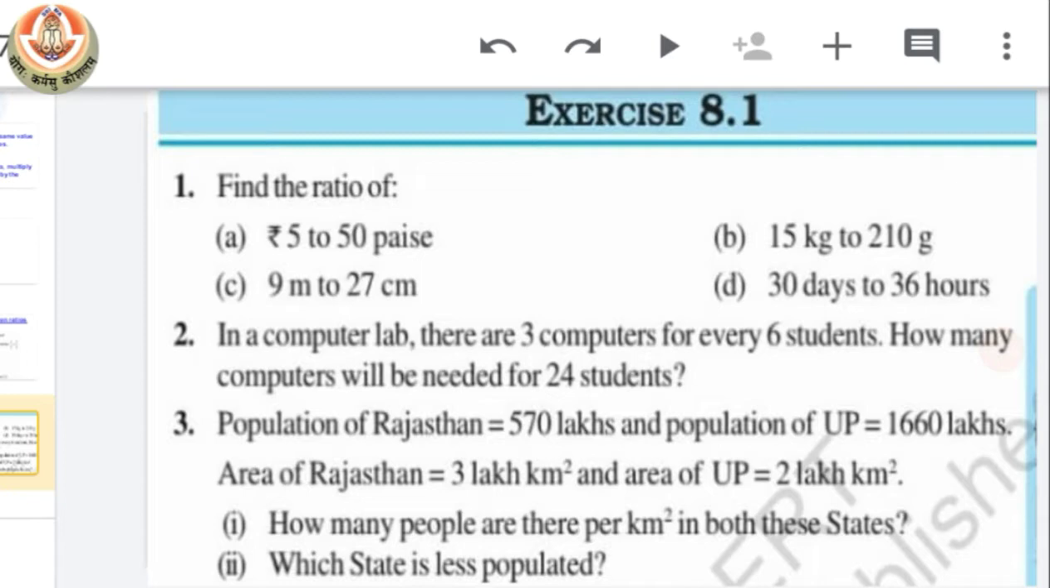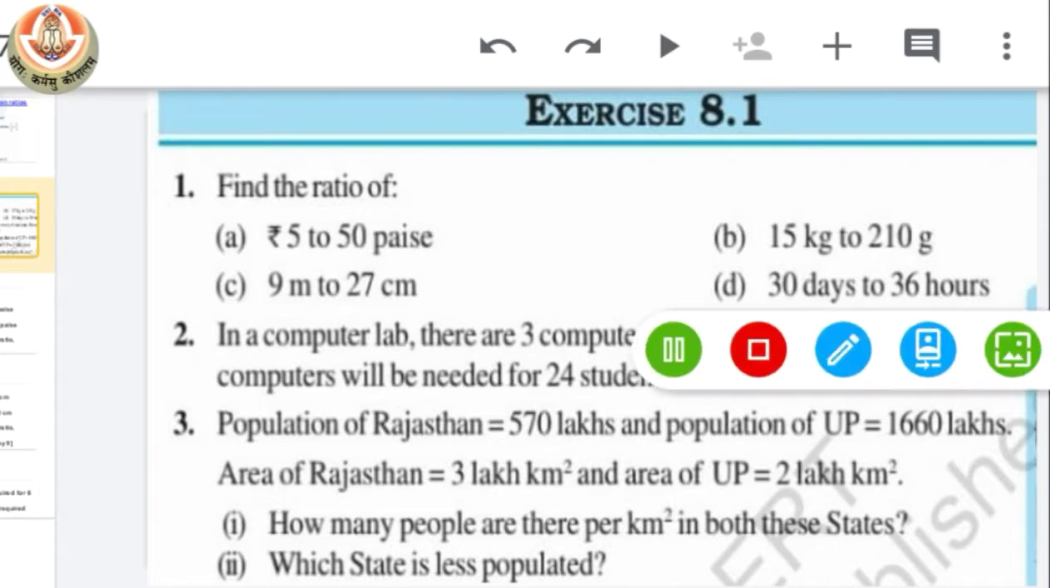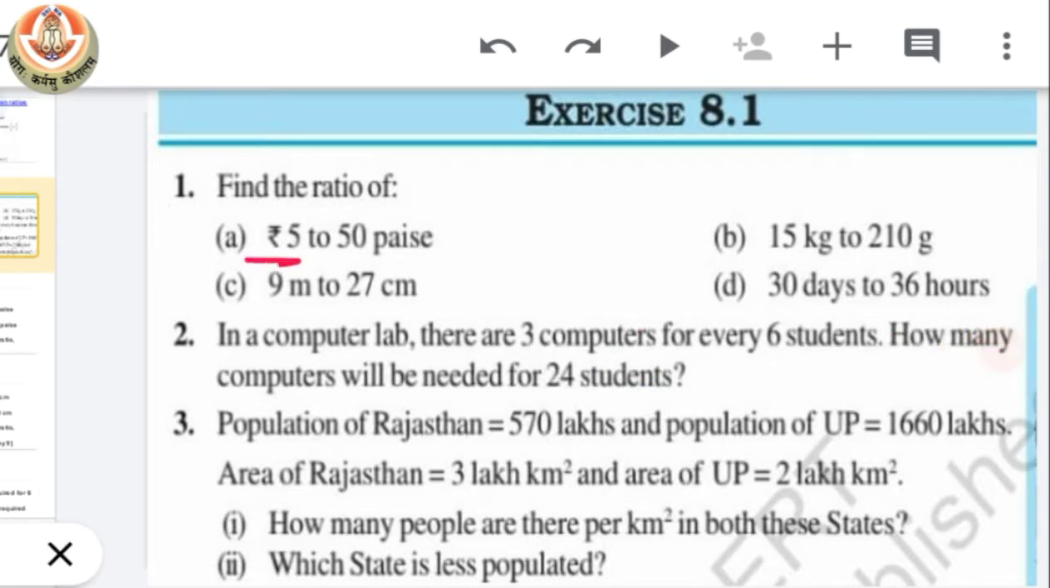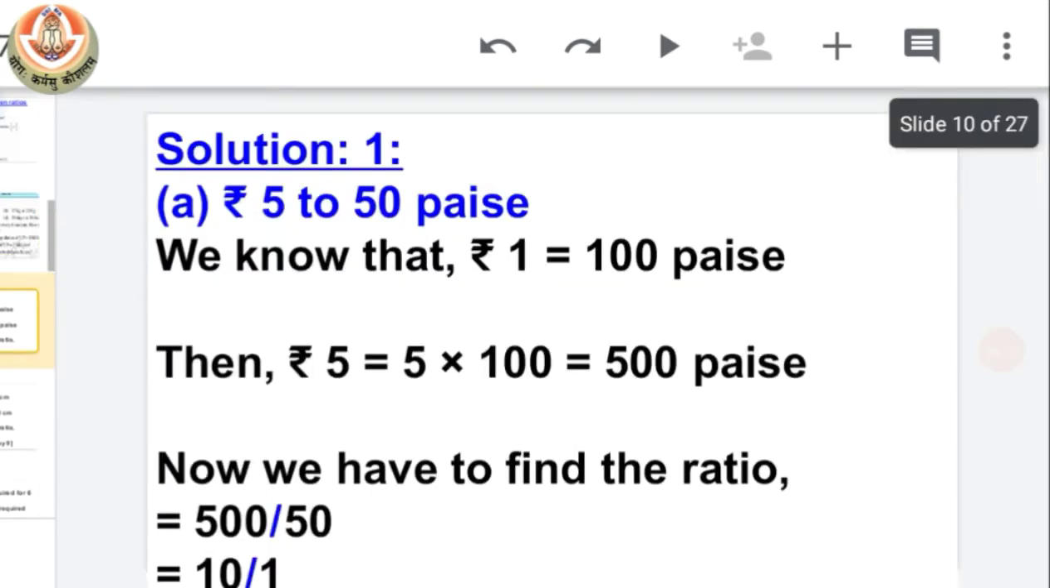So the first question is, find the ratio. We are given rupees 5 to 50 paisa. So the first thing is, you can see here it is in rupees, whereas this is in paisa. So the first thing we have to do is convert them into the same unit. What we can do? We can convert rupees 5 into paisa, or we can convert 50 paisa into rupees. So let's see how we can do it.